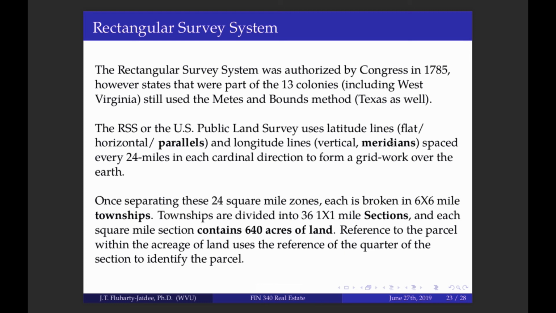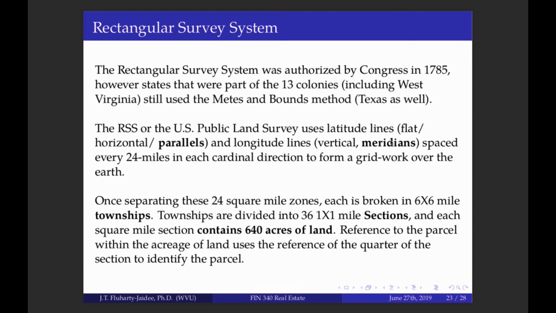So once we separated these areas into 24 square mile zones, each of those is broken into 6 by 6 mile townships. Careful, township, which is a political subdivision, is not the same as townships. Townships always with the S, although it is not plural. So you have township A, 1. That is a single township, but is still said with the S. Please understand, a township is a political subdivision. It means something different. So the townships are divided into 36 1 by 1 mile sections.